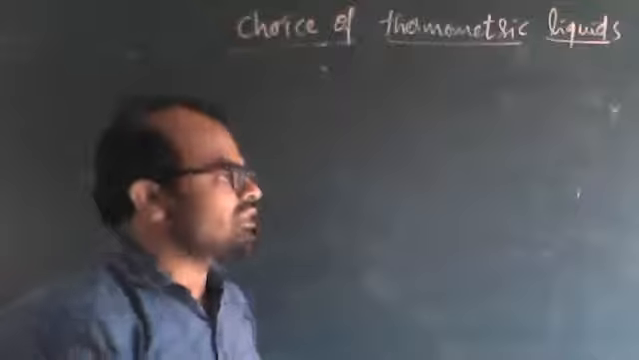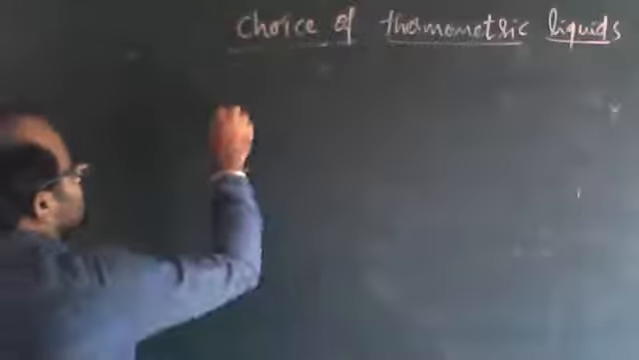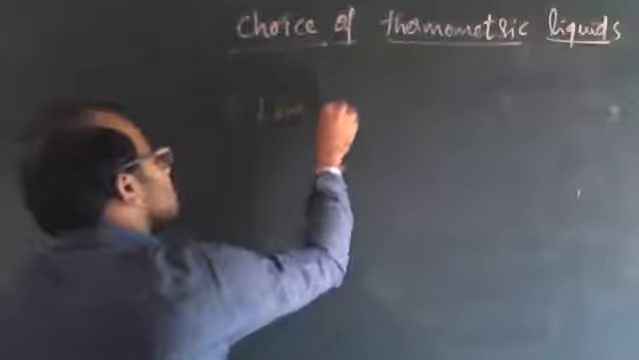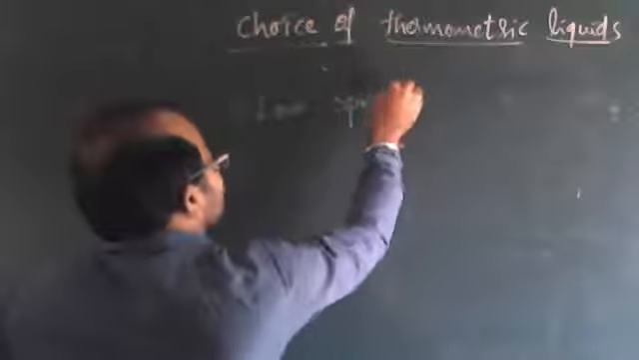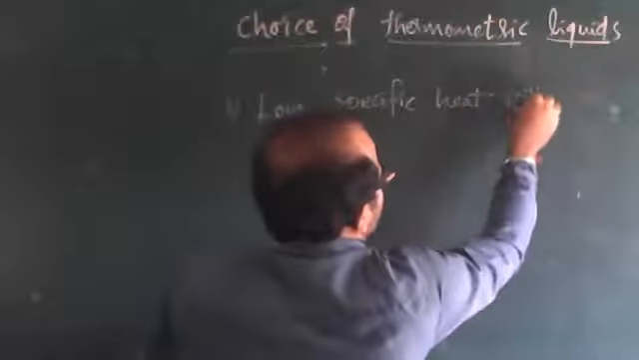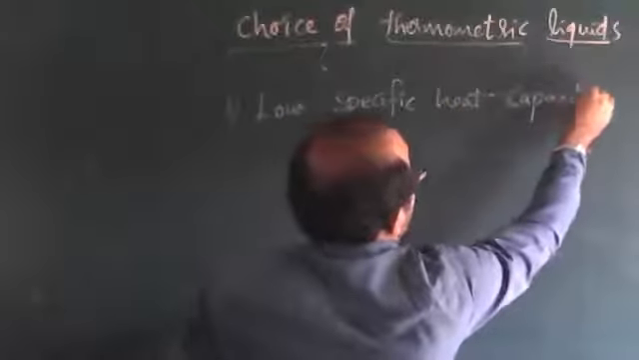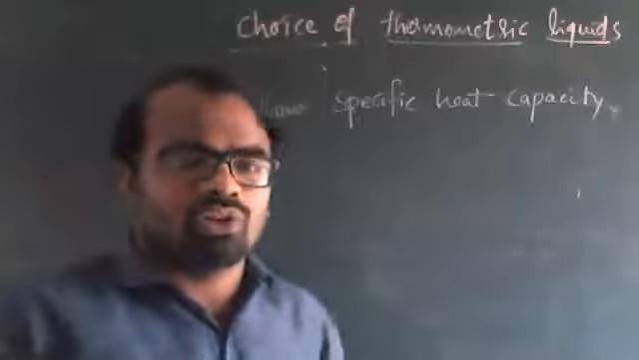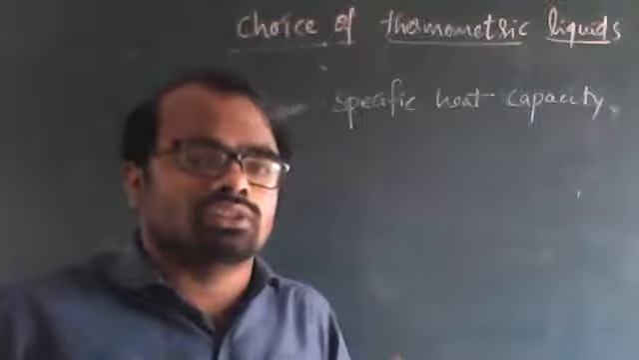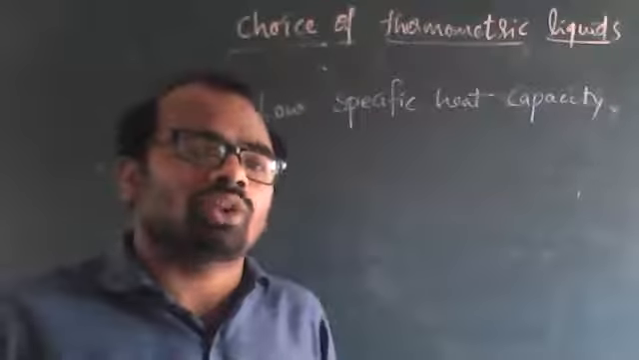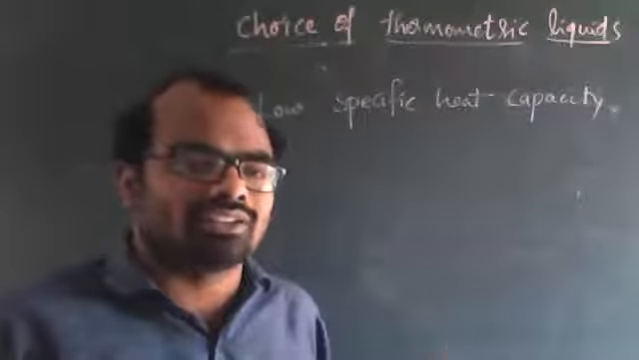First one, it should have low specific heat capacity. So what are we using here? Mercury. So mercury should have all these characteristics. When we choose the thermometric liquid, we should consider these things.